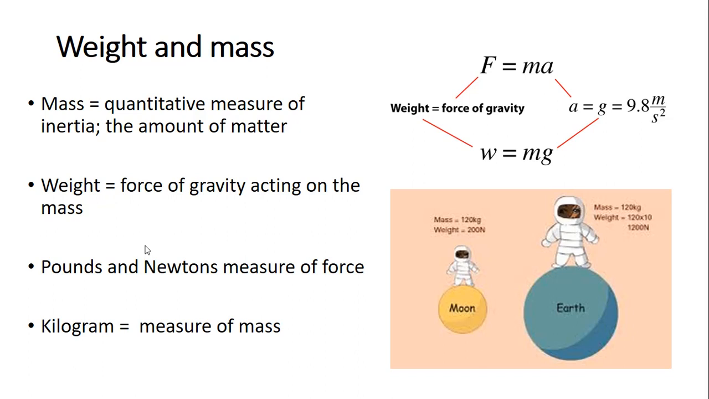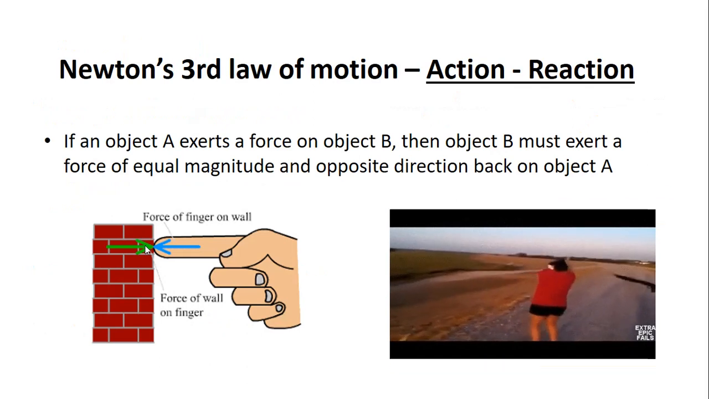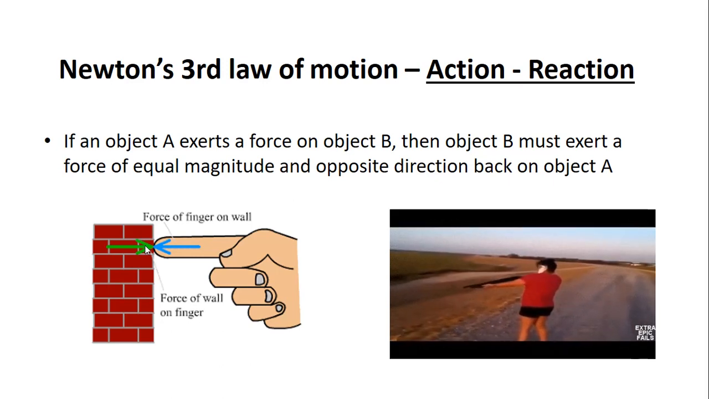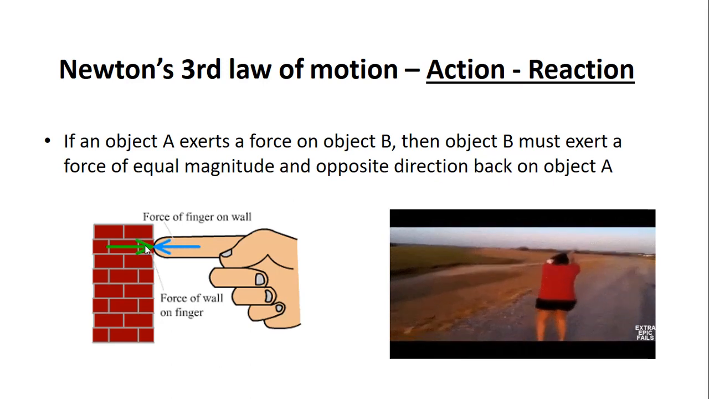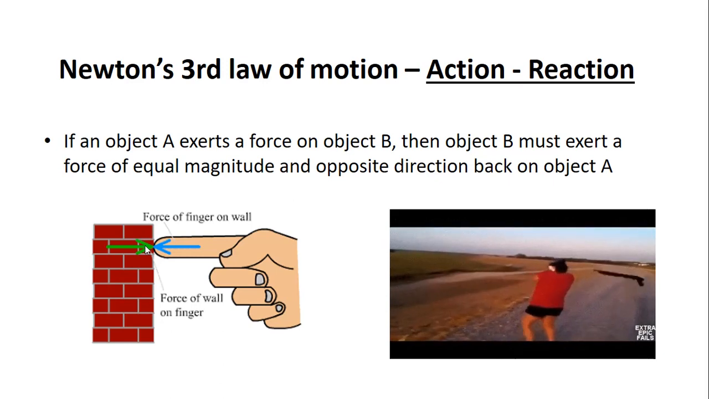And Newton's final law, the third law of motion, is known as action-reaction. The force of A exerted on B is going to be equal in magnitude and opposite in direction. So when you push on something, it pushes on you with the same amount of force. In the picture of the finger on the wall, if you place your finger on the wall and push, the harder you push, the harder the wall is going to push back.